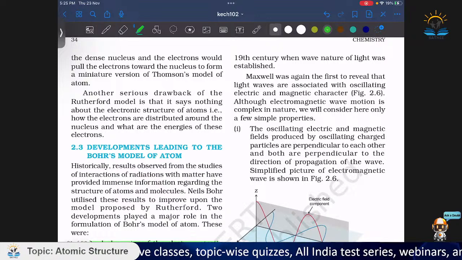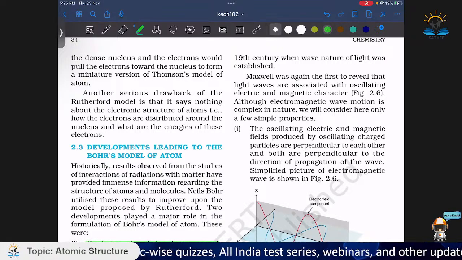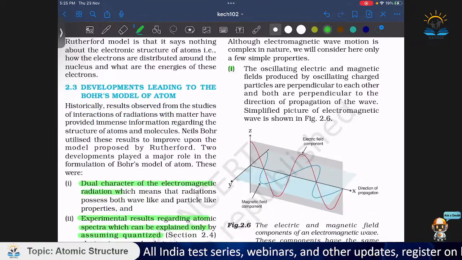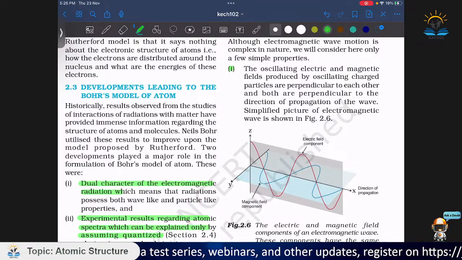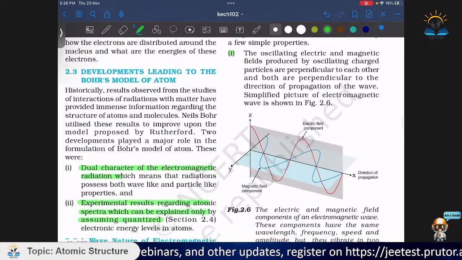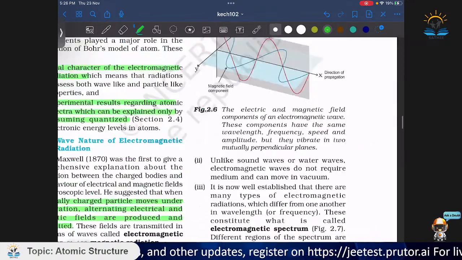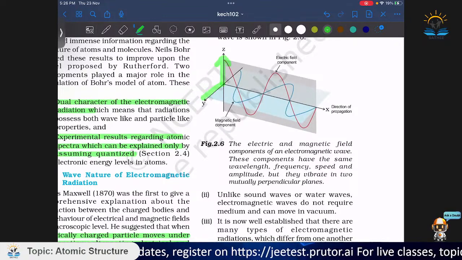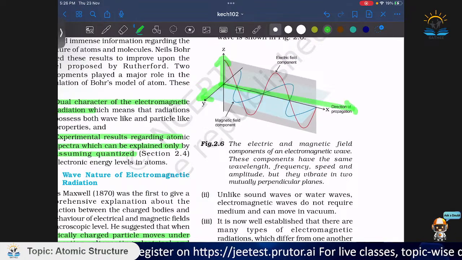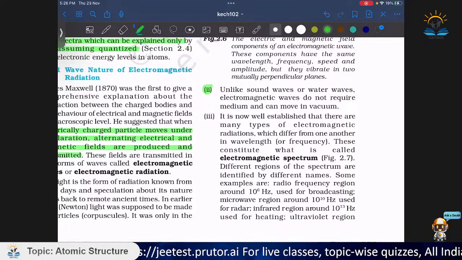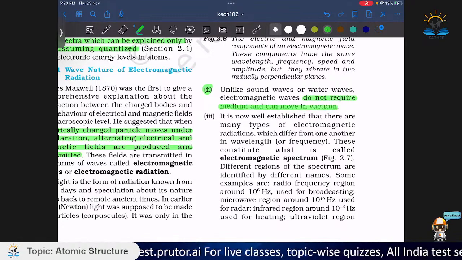So Maxwell revealed that they are associated with oscillating electrical and magnetic character, and there are some properties. First property: the oscillating electrical and magnetic fields produced by the oscillating charged particles are perpendicular to each other, and both are perpendicular to the direction of propagation, just as shown in this picture. If this is the electrical field and this is the magnetic field, then this should be the direction of propagation. Unlike sound or water waves, they do not require a medium and can move in vacuum.